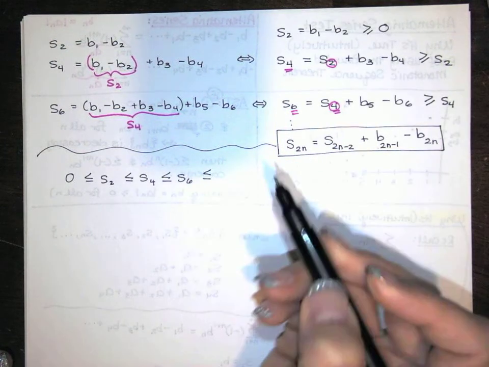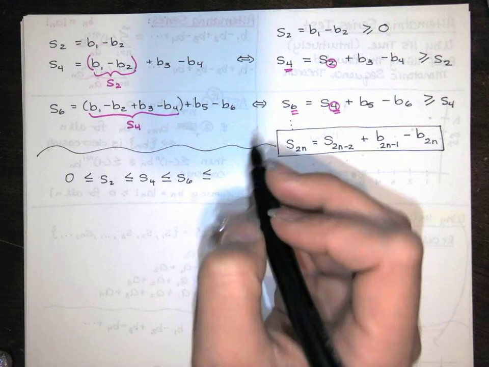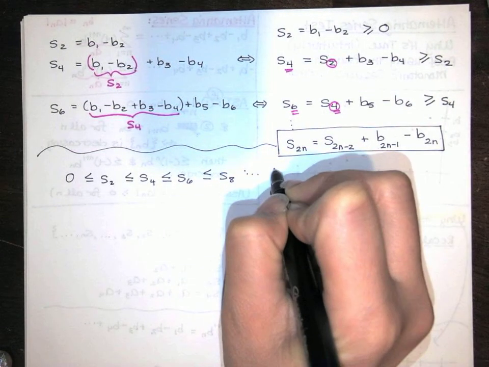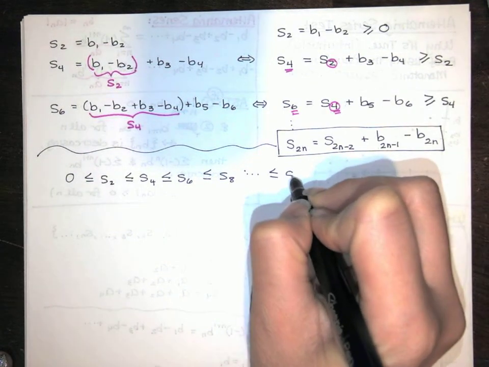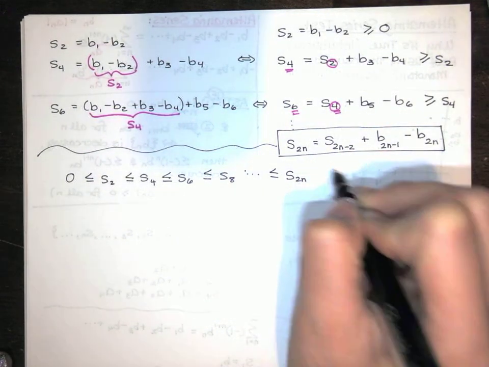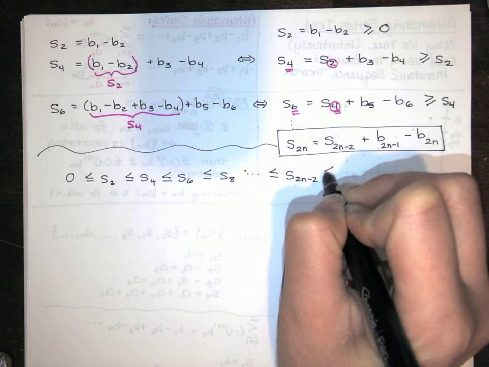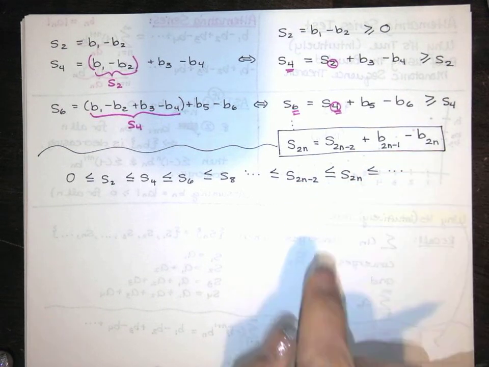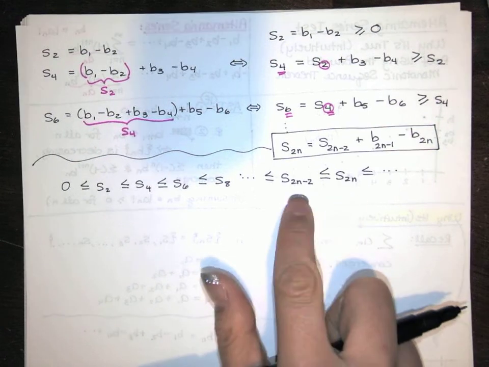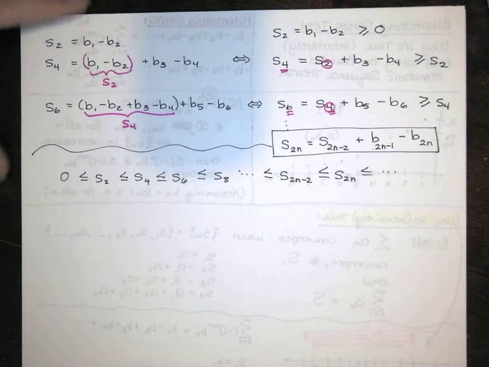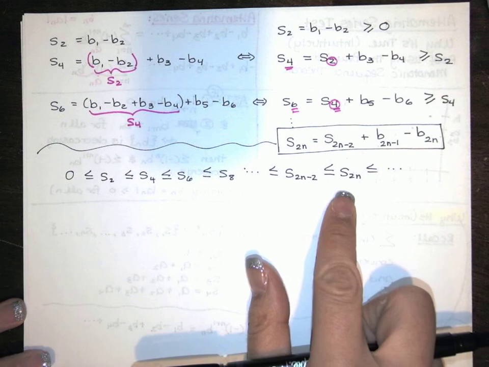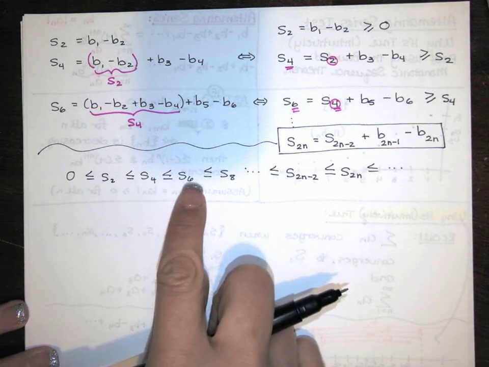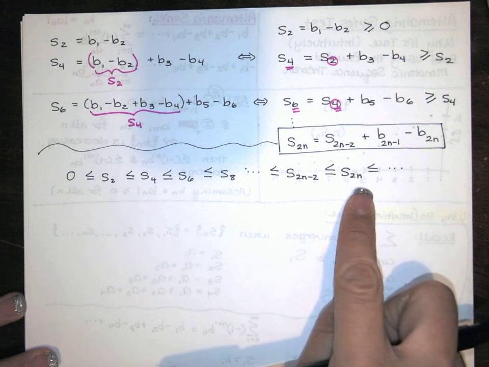Do you see the pattern? The next one would be s sub 6 is less than s sub 8, and so on. Eventually we're going to get to s sub 2n minus 2 is less than or equal to s sub 2n. And I'm using the 2n minus 2 and the 2n because these have to be even. Okay, so what does this tell us? If I were to graph these partial sums, s sub 2, s sub 4, s sub 6, s sub 8, that means all of them are increasing.